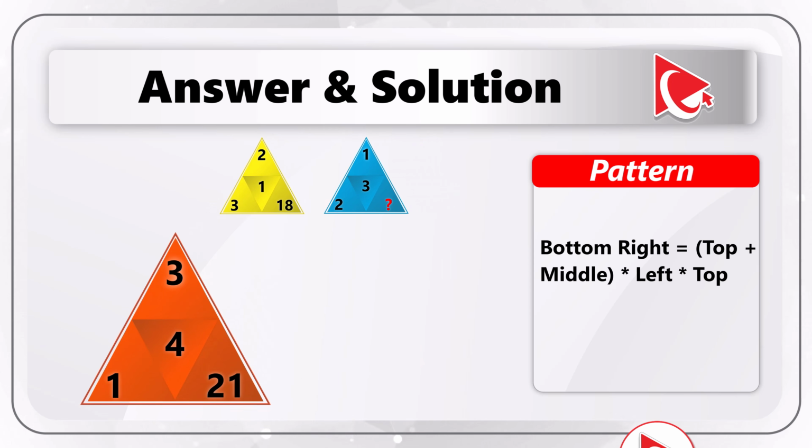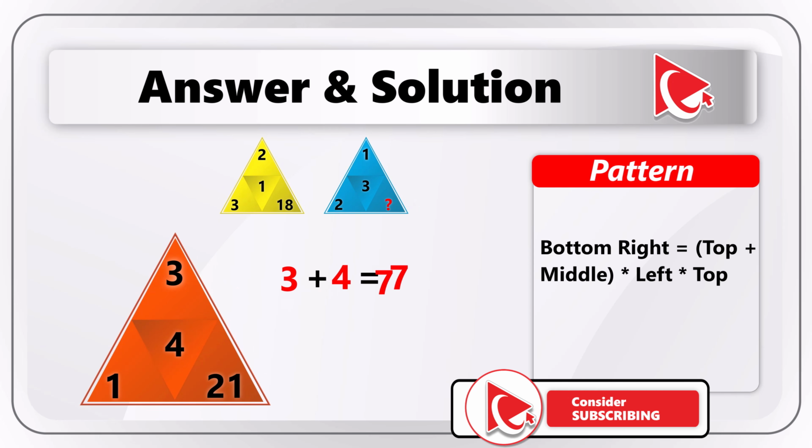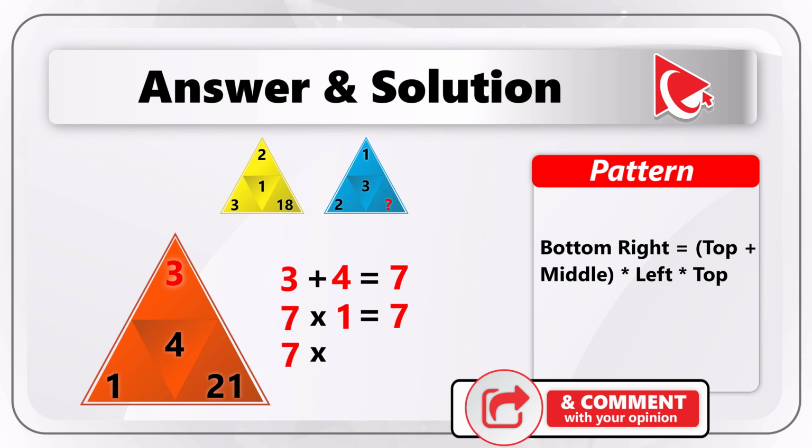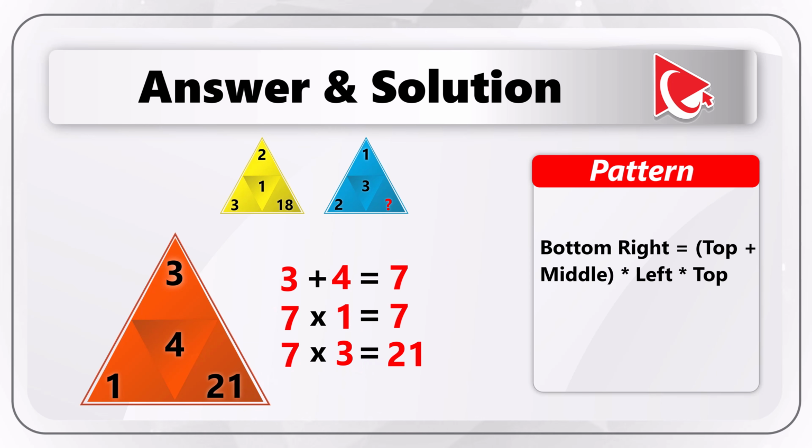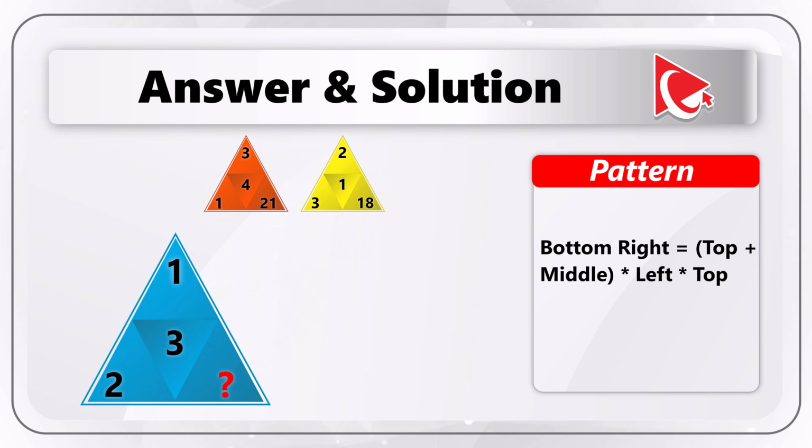Calculations for the second triangle would be very similar. 3 plus 4 equals 7. 7 multiplied by 1 equals 7, and 7 multiplied by 3 equals 21, which is precisely the number in the bottom right corner. Can you do calculations for the third triangle?